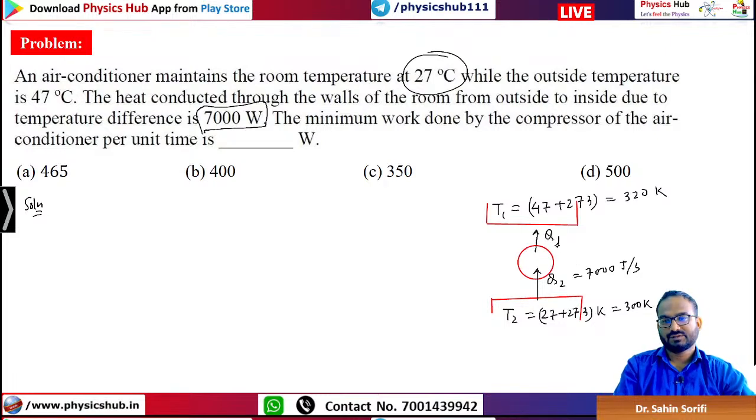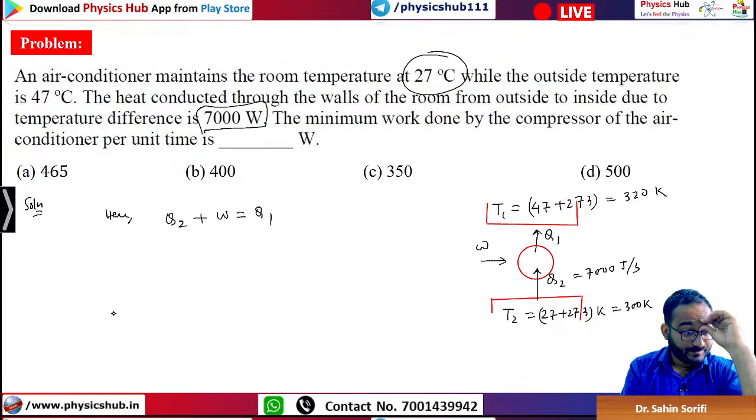We do not know how much heat is this Q and W. So, we know Q2 plus W is equals to Q1. Coefficient of performance of the refrigerator. We have to find out the minimum work done by the compressor of the air conditioner per unit time in watt. How will you do that?